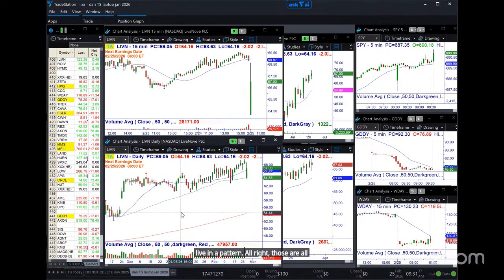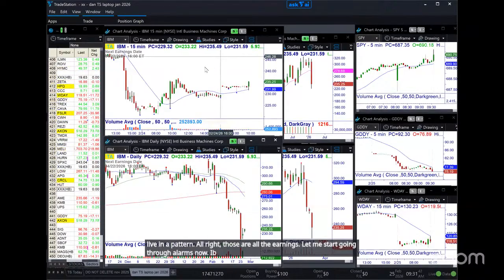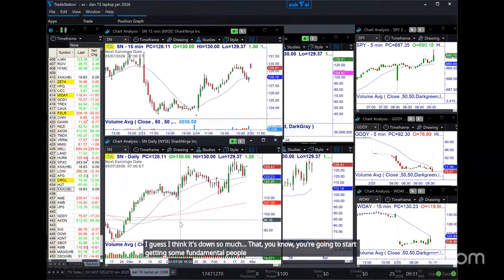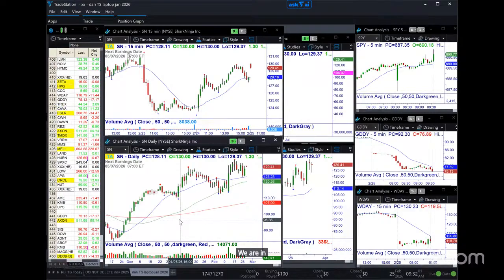Let me start going through alarms now. IBM. I sold a put on that, but then I took my money yesterday to the close. I just think it's down so much that you're going to start getting some fundamental people looking at it. Sierra November, up alarm. We are in this, doing nothing. Reset the alarm to 131.